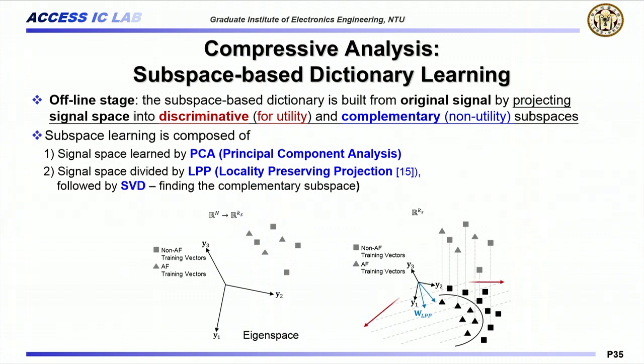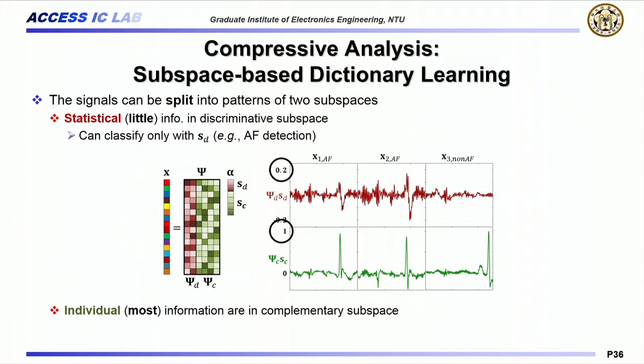And then the next stage, we will use the SVD to create two spaces. One is a discriminative subspace. The other is a so-called complementary subspace. To visualize the result, I will show this one. After we properly design the dictionary, you can separate the signal into two subspaces.